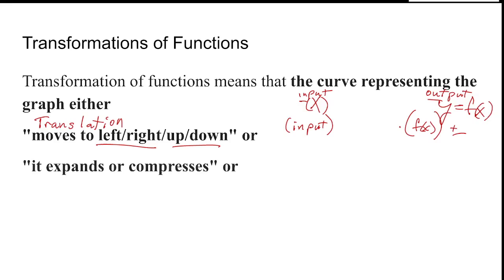Another type of transformation is to expand, also called a stretch, or compress, which is also called a compression, or shrink. One of those two ways. And again, it can either happen inside the function or outside the function. We're going to see that what your intuition tells you is going to happen, whenever we're inside the function, it's going to have an opposite effect. So what you think would make it stretch will actually make it shrink, and what you think is going to make it shrink will actually make it stretch.